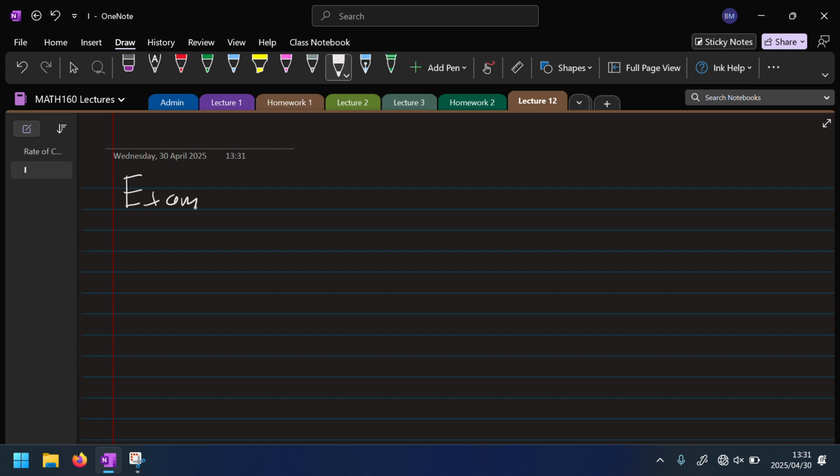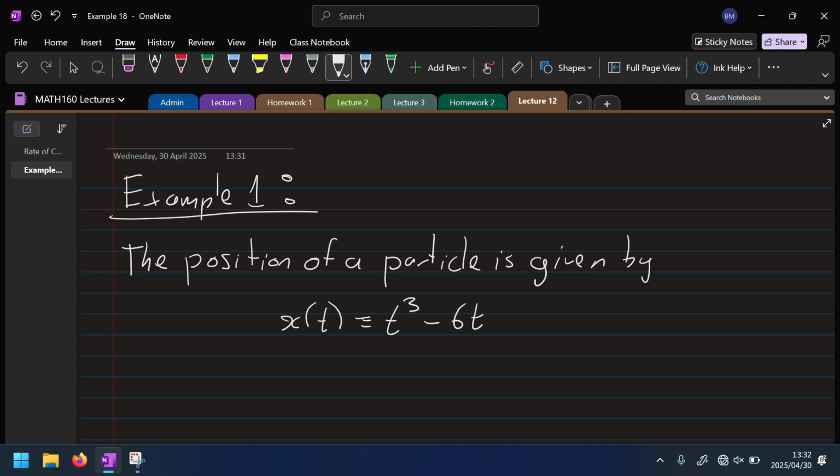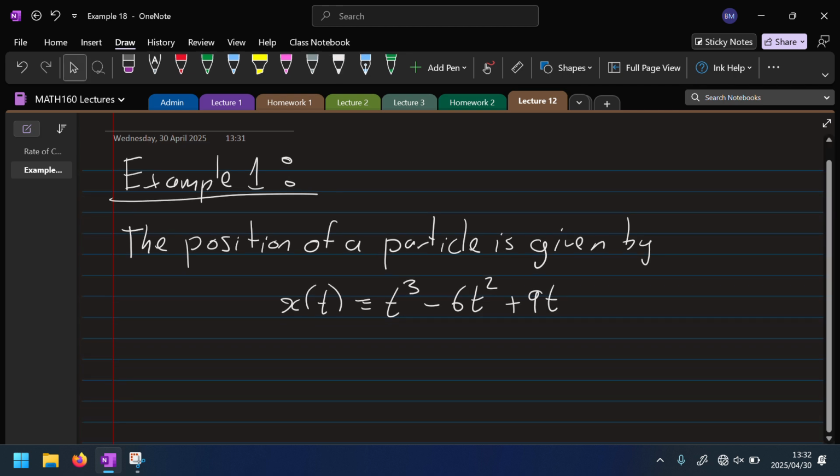Okay, so example 1. The position of a particle is given by x of t equals t cubed minus 6t squared plus 9t. Okay, so that's the position, and there are a number of things that we want to look at.